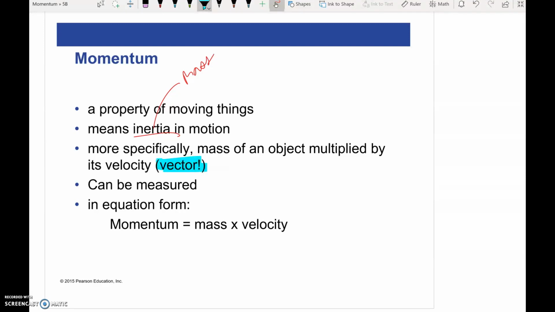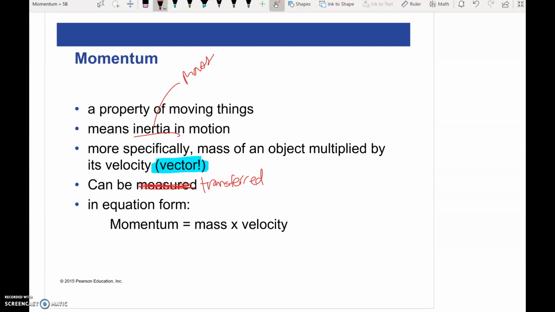It is a vector. It matters which way that momentum is going. You're going to see that as we get through some of the math and with some of our examples as we talk about impulse. Okay, momentum can be transferred. That's going to come up when we talk about conservation of momentum. You can transfer it from one object to another.